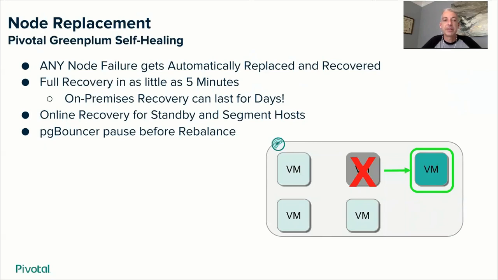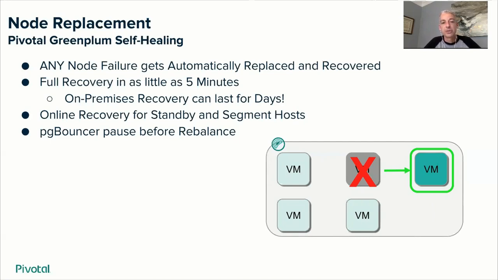The node replacement aspect of it. We have what we call self-healing in the cloud marketplaces. So if any node were to fail, it gets automatically replaced and recovered. The identification and replacement of the node is done by the cloud vendor itself. And then when the new node comes back online, all the steps are executed automatically to recover the node completely. It doesn't matter if it's a master, standby, or segment host, it handles all of that for you.